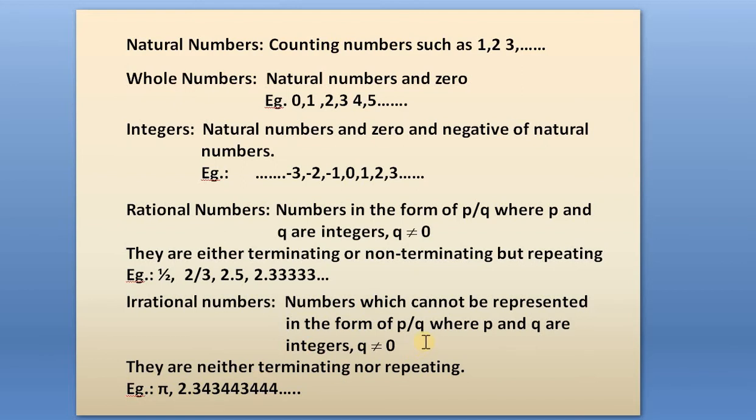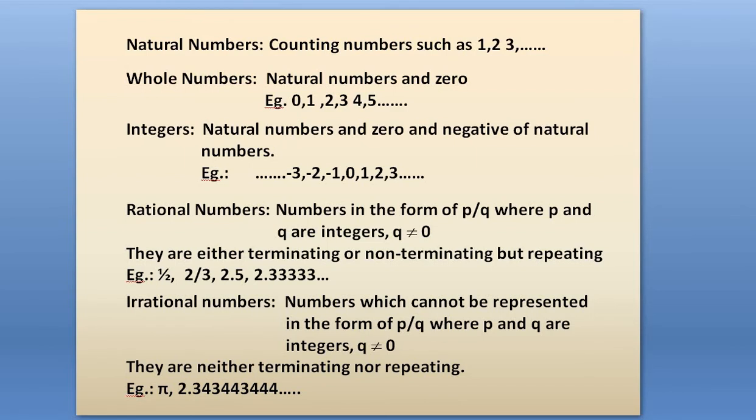And then we studied about irrational numbers. Irrational numbers are numbers which cannot be expressed in the form of p by q, and the decimal expansion is neither terminating nor repeating. For example, pi or 2.34344344434444 and so on, which does not have any repeating block at all.